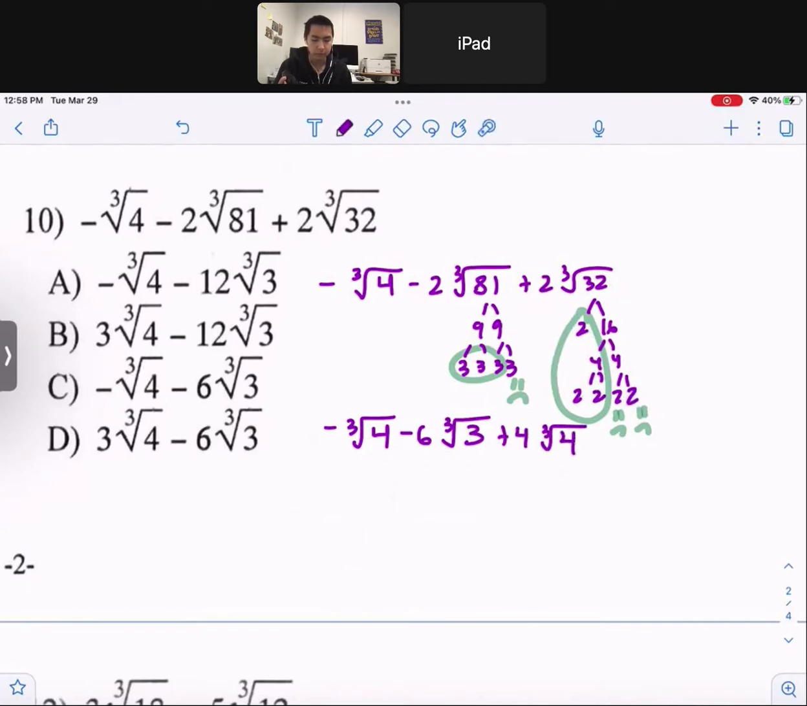We can't combine these because they have the same radicand. So negative 1 plus 4 is 3, cube root of 3. Oh, cube root of 4 minus 6, cube root of 3. And that one looks to be D.